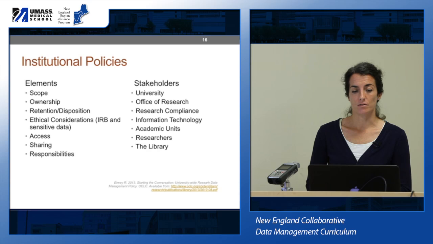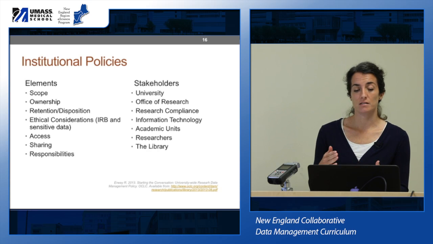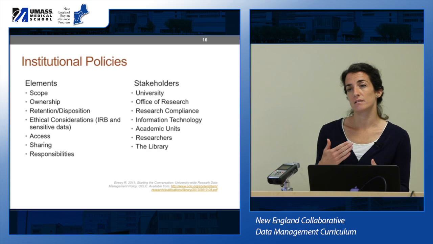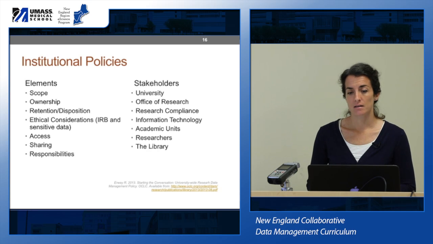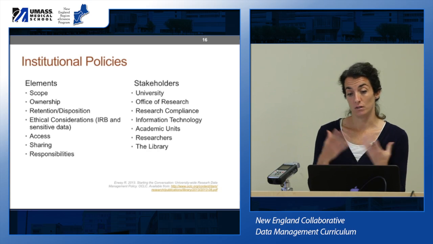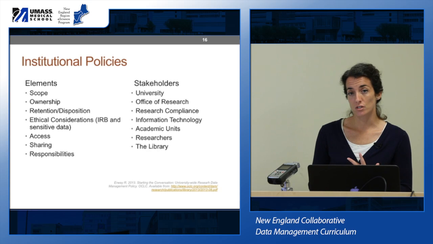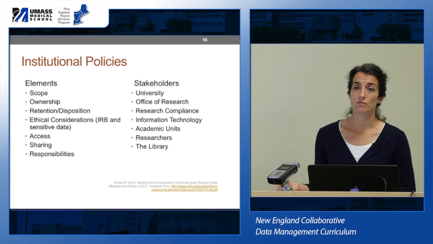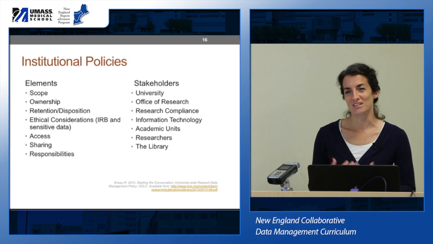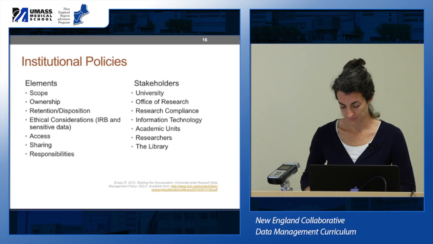Institutional policies might also address issues around access and sharing. And importantly, they describe the different roles and responsibilities for the different stakeholders on campus, of which there might be many. Apart from the university itself, there's the Office of Research, there's research compliance, information technology, who might be managing some of the technological infrastructure for handling research data will be involved, different academic units, and so on.